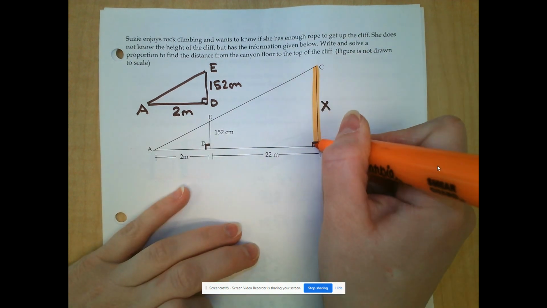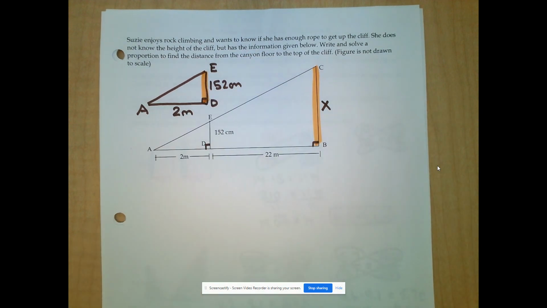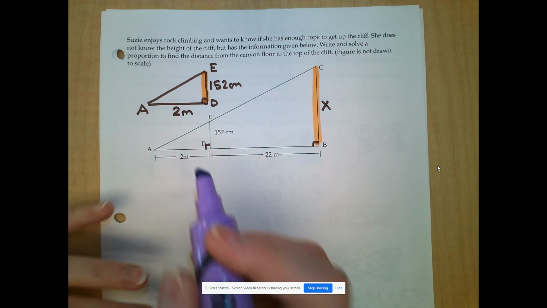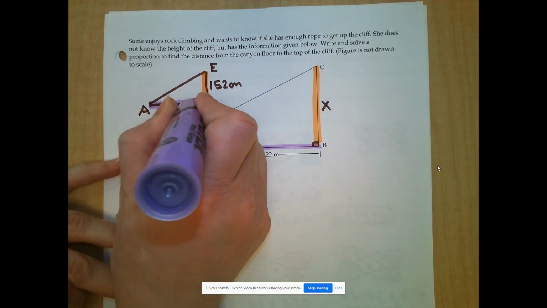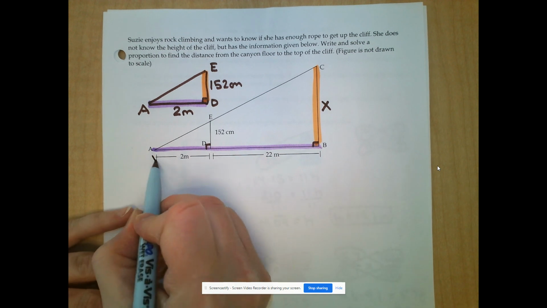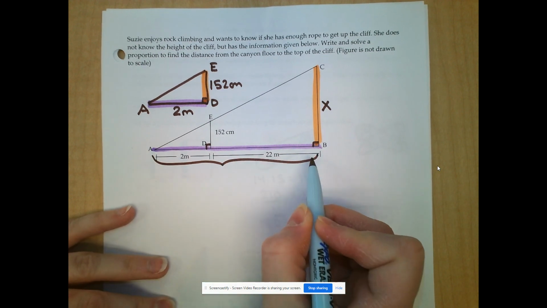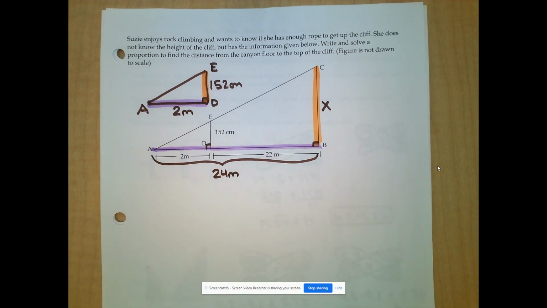This side CB, the cliff, is corresponding to this short side inside the triangle, or on the far right, the vertical side of the small triangle. I also have this bottom of the big triangle corresponding to this bottom of the small triangle. And the most important thing here is to notice that this long side of the triangle is 2 plus 22, or 24 meters. Even though it is labeled as 2 and 22, the purple is the whole bottom. So I have to add those together.